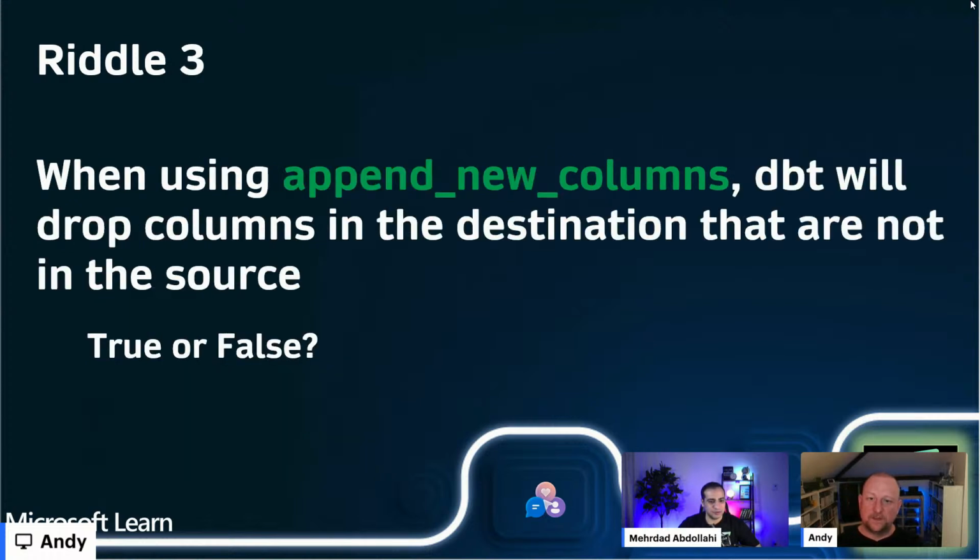I think I've got one more left. Essentially, when using the append new columns schema change option, DBT will drop columns in the destination that are not in the source. Is that true or false? When you use the strategy of appending new columns, if your source has columns that were originally there and originally added downstream, and they're not there anymore, what does DBT do? Is it true that DBT will drop the columns in the destination?